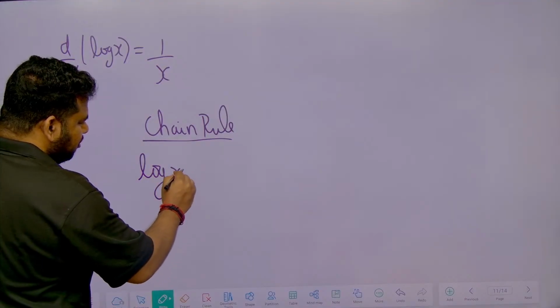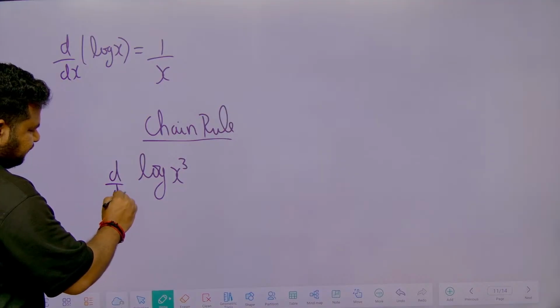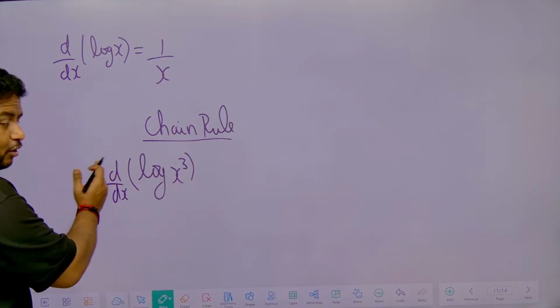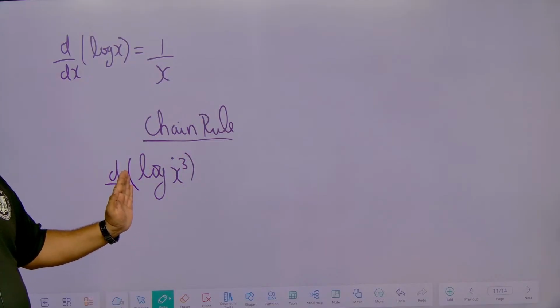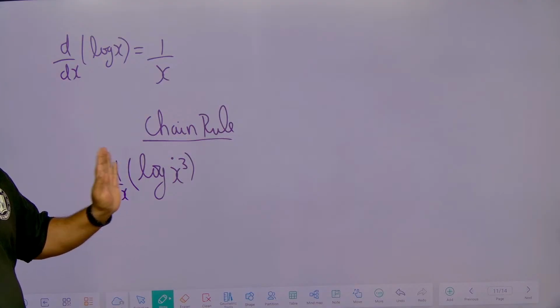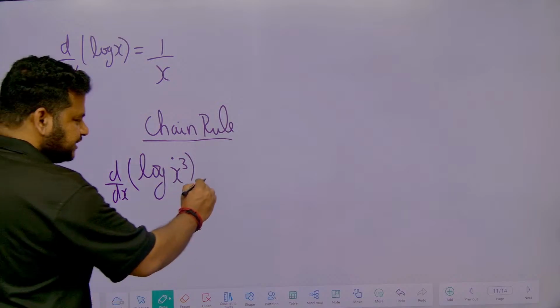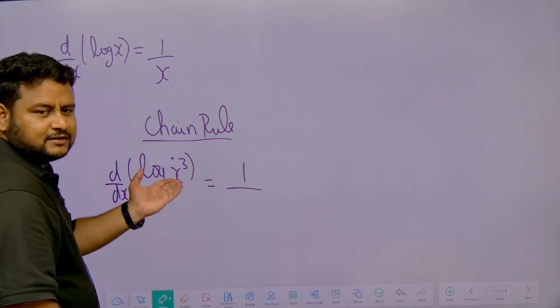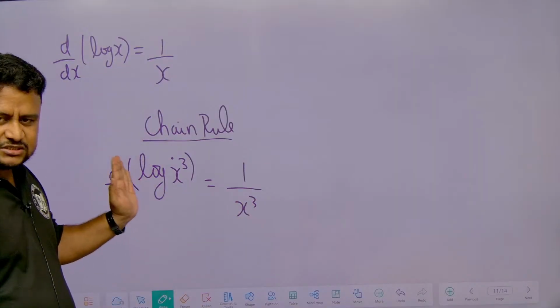Suppose I write d by dx of log of x cube. You have to go from outside to inside. Forget about this x cube. Outside what am I having? Log of something. Differentiation of log of something is 1 by something. What is this something? x cube. Now look, log is differentiated.